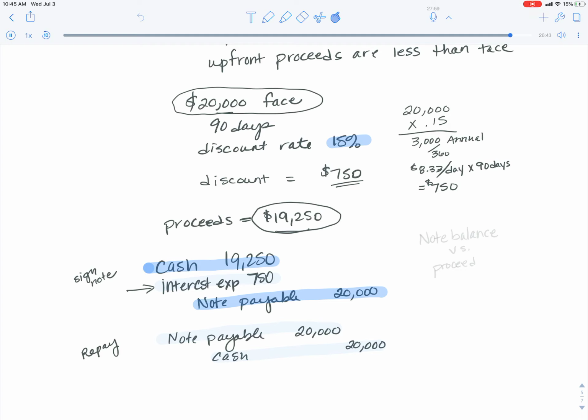So the difference in your journal entry is going to be interest expense, and that's going to be right up front. You're going to record that. And then when you repay it, the second entry will be crediting cash for the amount you paid back and removing the note. So that's the two entries for discounted notes. The big thing here is to recognize what's the difference between the note balance and the proceeds. Well, the difference is going to be the discount, which is really the interest.